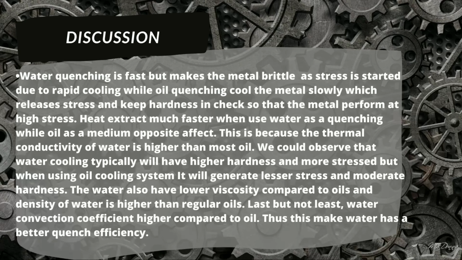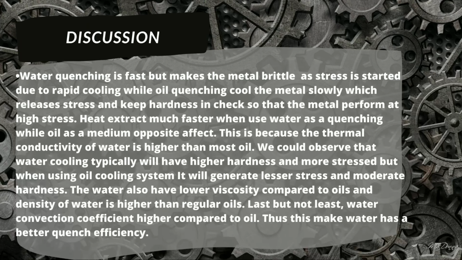So for the next one, water quenching is faster but makes the metal brittle. Stress is started due to rapid cooling, while oil quenching cools the metal slowly, which releases stress and keeps hardness in check so that the metal performs at high stress. Heat is extracted much faster when using water as a quenching medium, while oil as a medium has the opposite effect. This is because the thermal conductivity of water is higher than most oils.